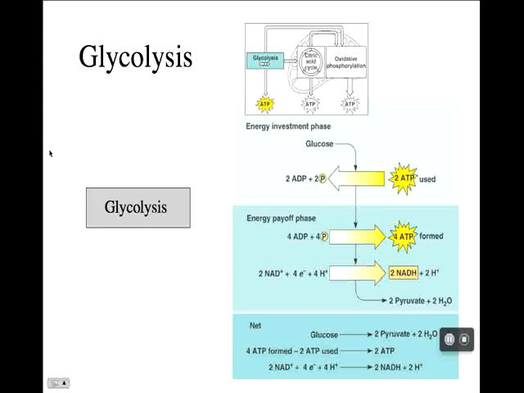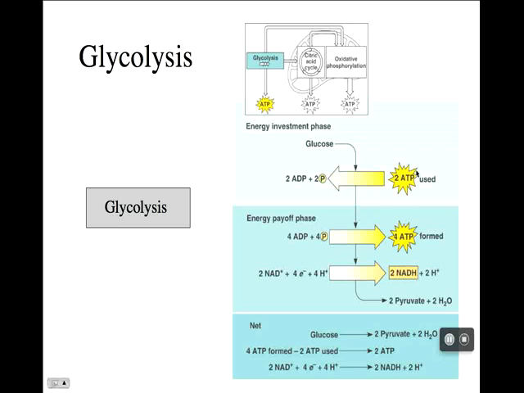First, let's talk about location. Glycolysis happens in the cytoplasm of both prokaryotes and eukaryotes. So glycolysis occurs in the cytoplasm of both prokaryotes and eukaryotes. Now it turns out that glycolysis really has two different phases here.